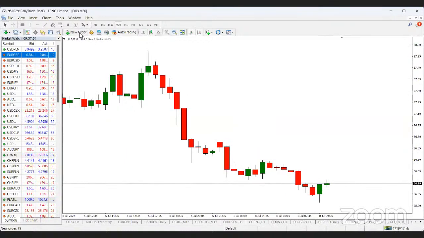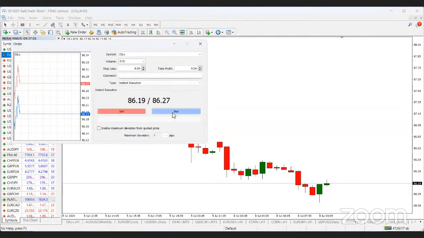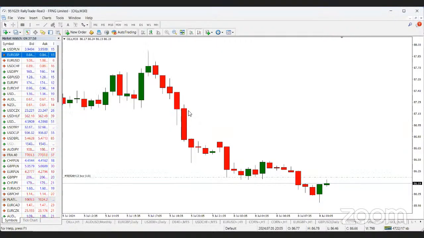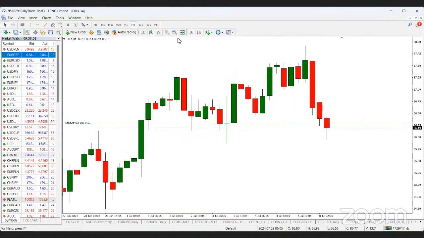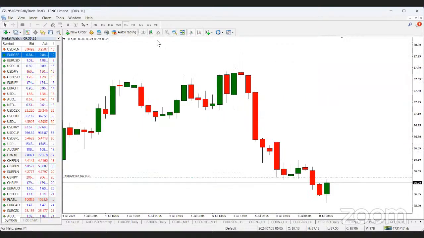I think crude oil will also go up. I want to believe so. So we can still buy on this one also. I want to believe that the price will continue to appreciate. I think the price will continue to appreciate based on what the 1 hour is doing.